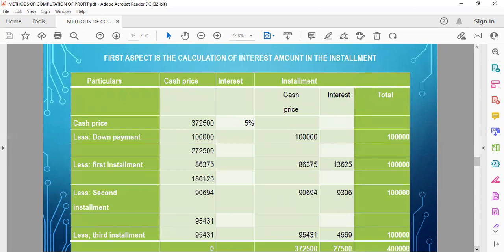First, we can see the calculation of interest and the amount in the installment, how they are calculating the interest and the installment amount. Here the first particulars column: the cash price, interest percentage, then the installment. Installment means the cash price as well as the interest rate also I have given. Then the total column is there. See here, first we can see the cash price. How much is the cash price which was given in the question?